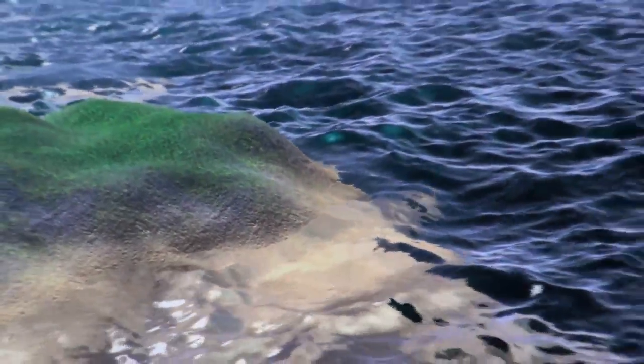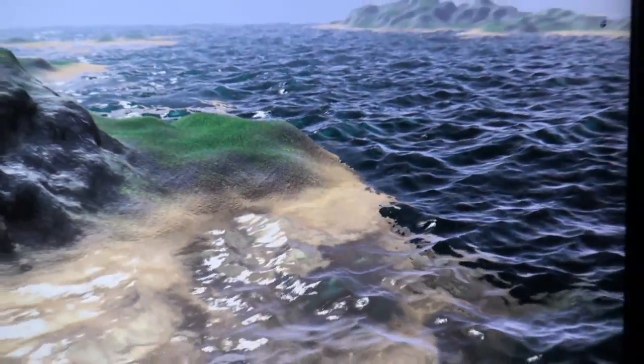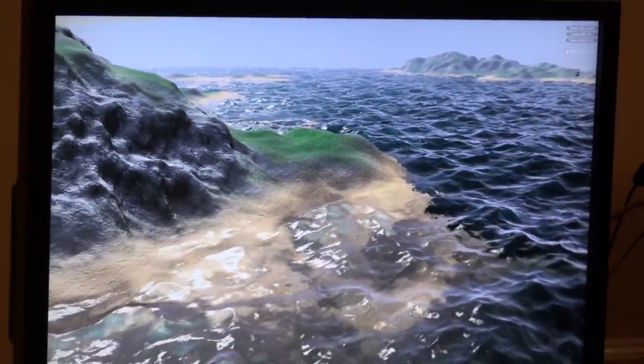It doesn't behave like any water I've ever seen before. It's moving slowly. It's moving everywhere at once. Yeah. It looks wet though. Did you mean that in a good way or a bad way? Okay. So what's going on here?